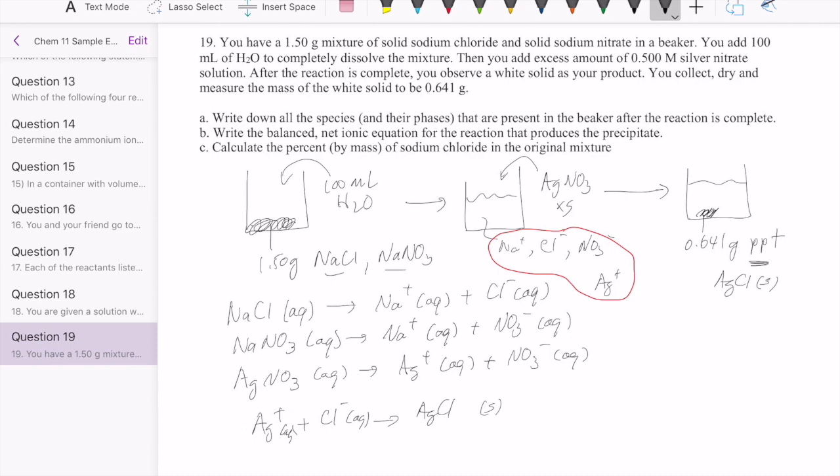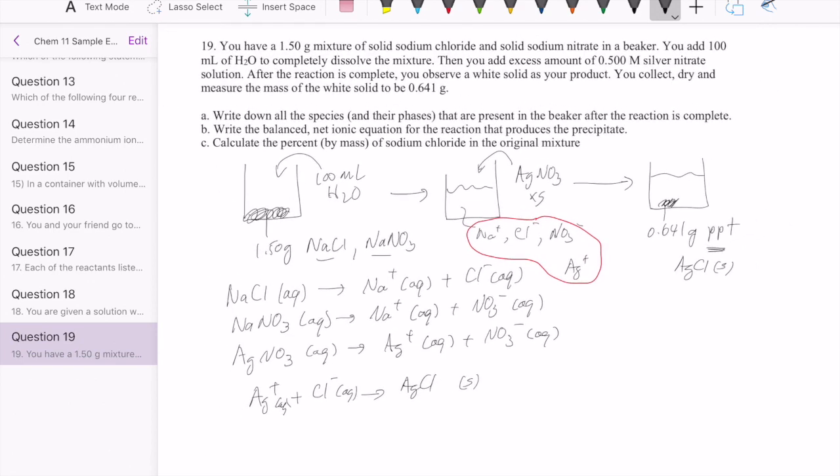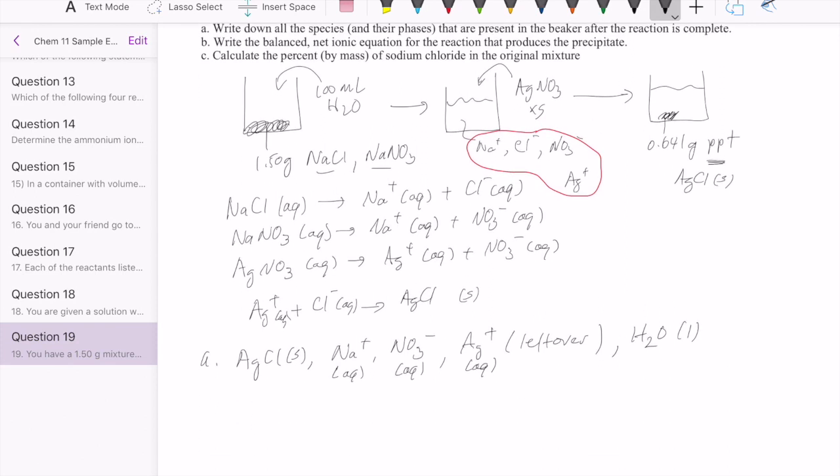Okay, so now that we know what's going on, we can answer question A, which is just to write down all the species and their phases that are present in the beaker after the reaction is complete. You should have AgCl, that's your solid, sodium floating around, nitrate, and you should have some leftover Ag+, because remember you're adding excess silver, so that would be left over from the addition of the silver nitrate. Now these ions are all aqueous, and then the silver chloride would be a solid. And if you want, you can also say that you have a lot of water in the solution, because that's your solvent.